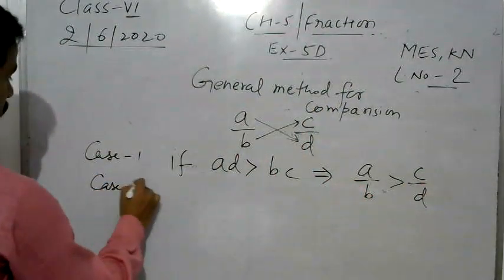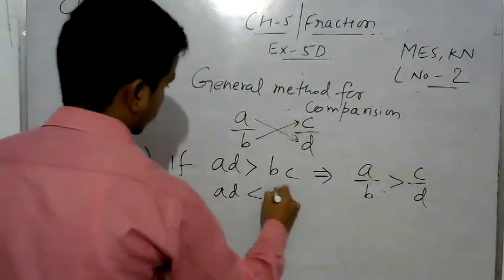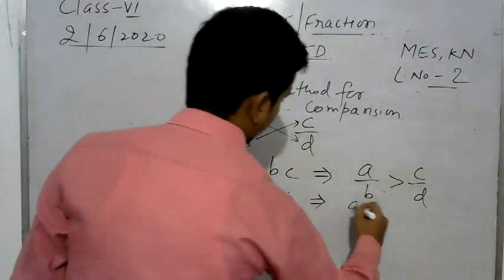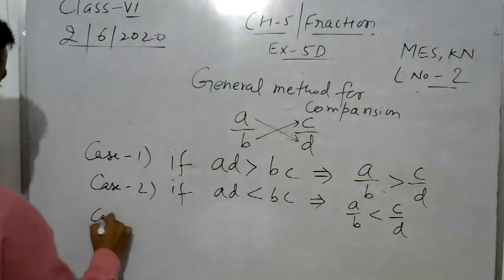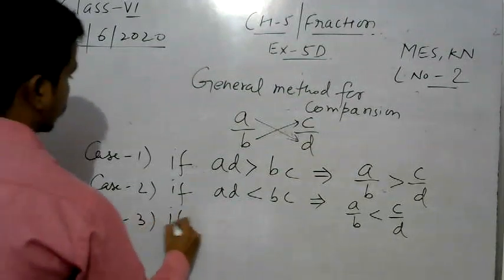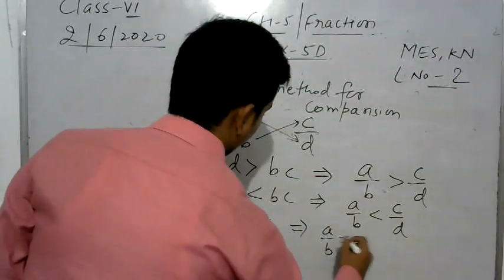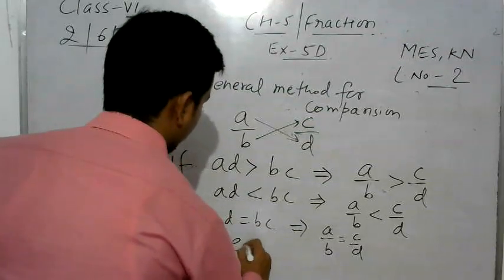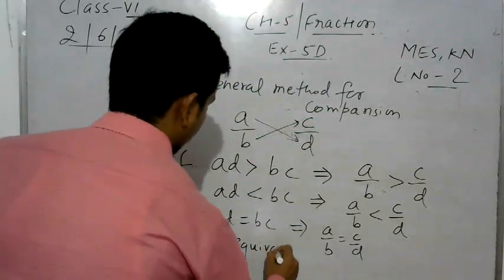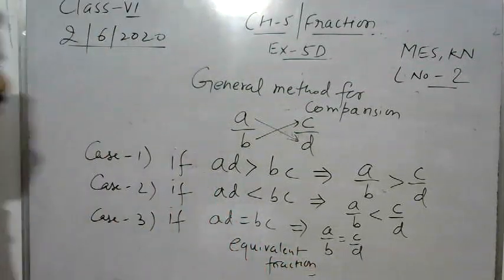Case 2 is if AD is less than BC, this implies a by b will be less than c by d. Case 3 is if AD equals BC, this implies a by b will be equal to c by d. So in this case, it will be the example of equivalent fractions. Now we will take some examples and see.